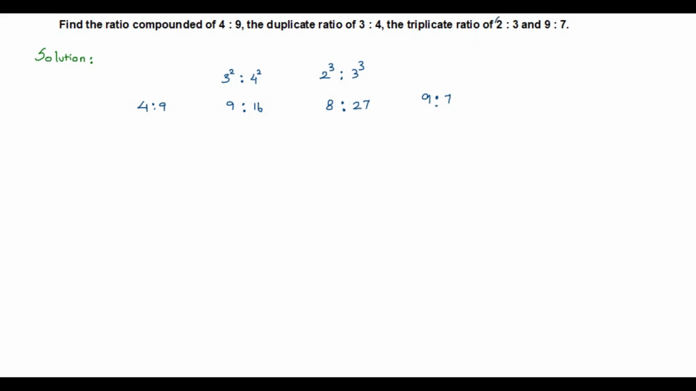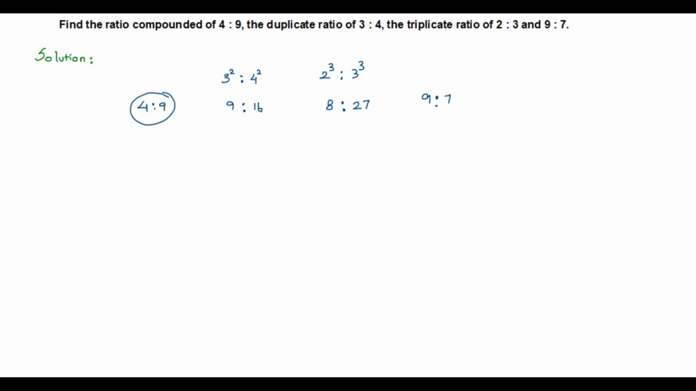In case there is a bracket, something like that given, now the term triplicate ratio is applicable for both 2:3 and 9:7. So you have to take triplicate ratio for both 2:3 and 9:7. But there is no such thing. So we have evidence that the term triplicate ratio is applicable only for 2:3. So I find triplicate ratio of only 2:3, and I take this ratio 9:7 as it is. Now we have to find the ratio compounded of this ratio 4:9, 9:16, 8:27, 9:7.